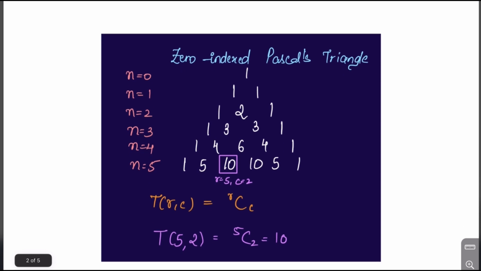So if you are given a Pascal's triangle, as I've already taken a zero-indexed Pascal's triangle, and if you want to find out some entry, let's say I want to find out the fifth row's second entry, columns are also zero-indexed. This is zero, first, second. I'm just calling it entry.